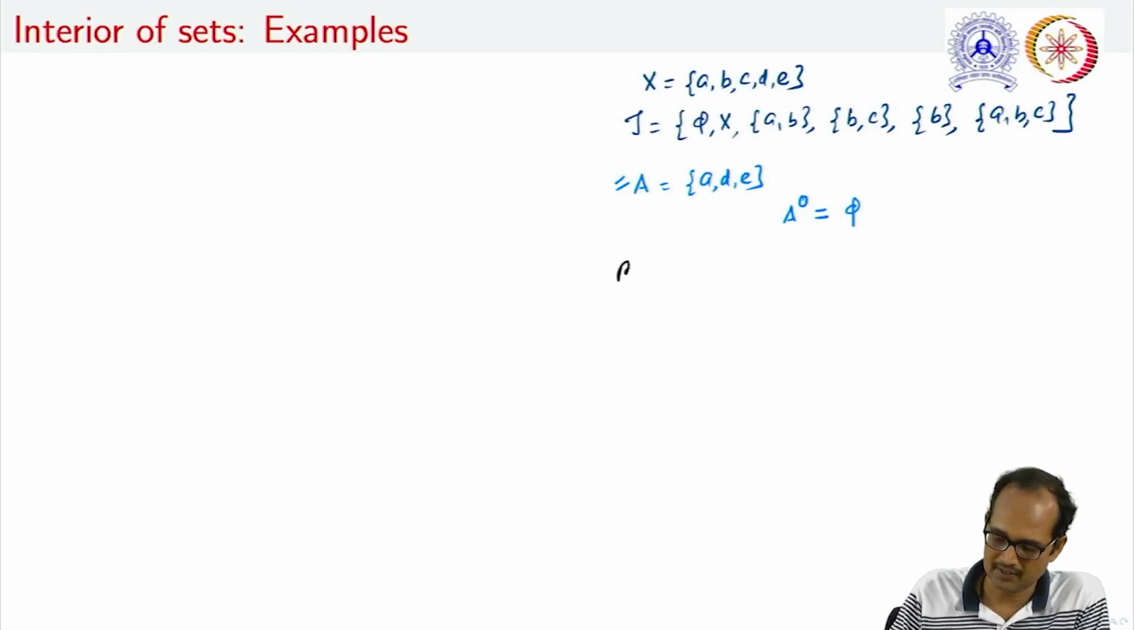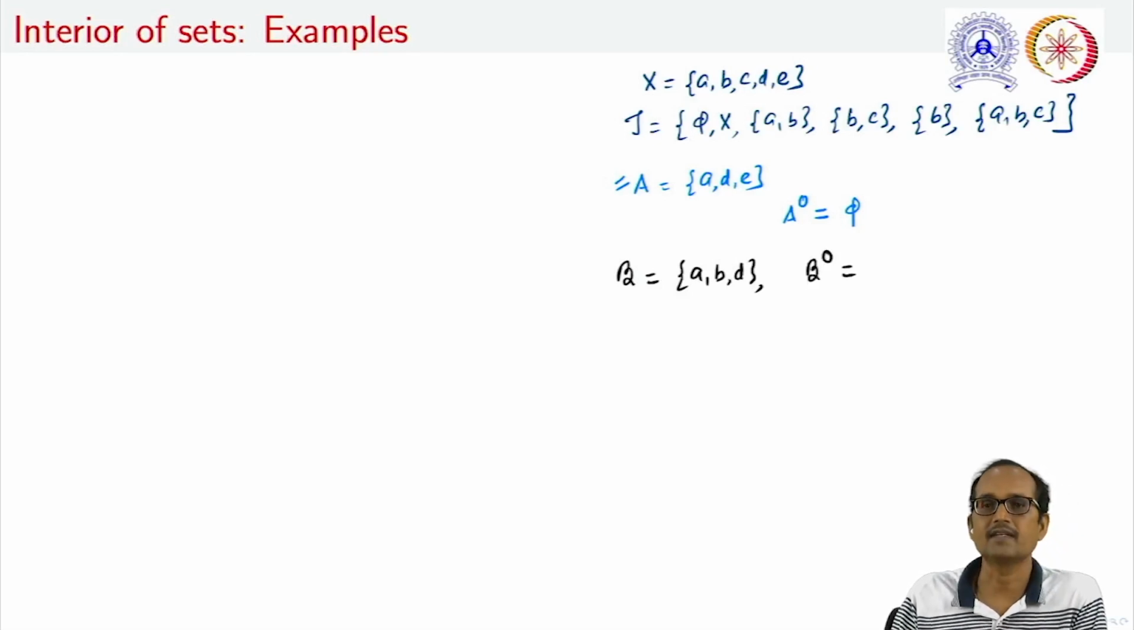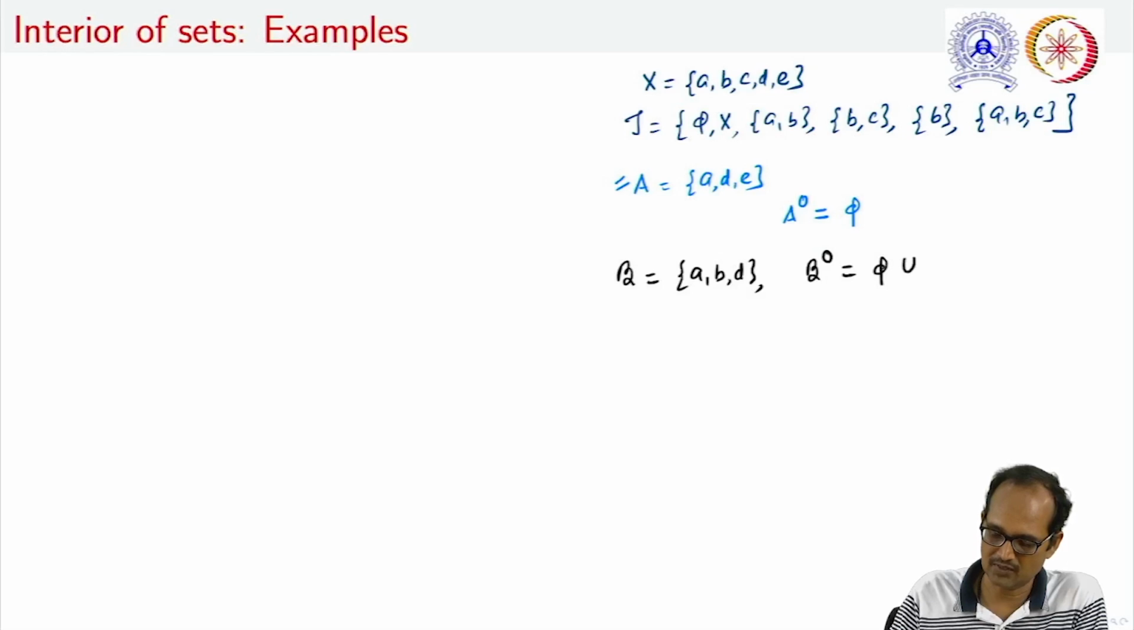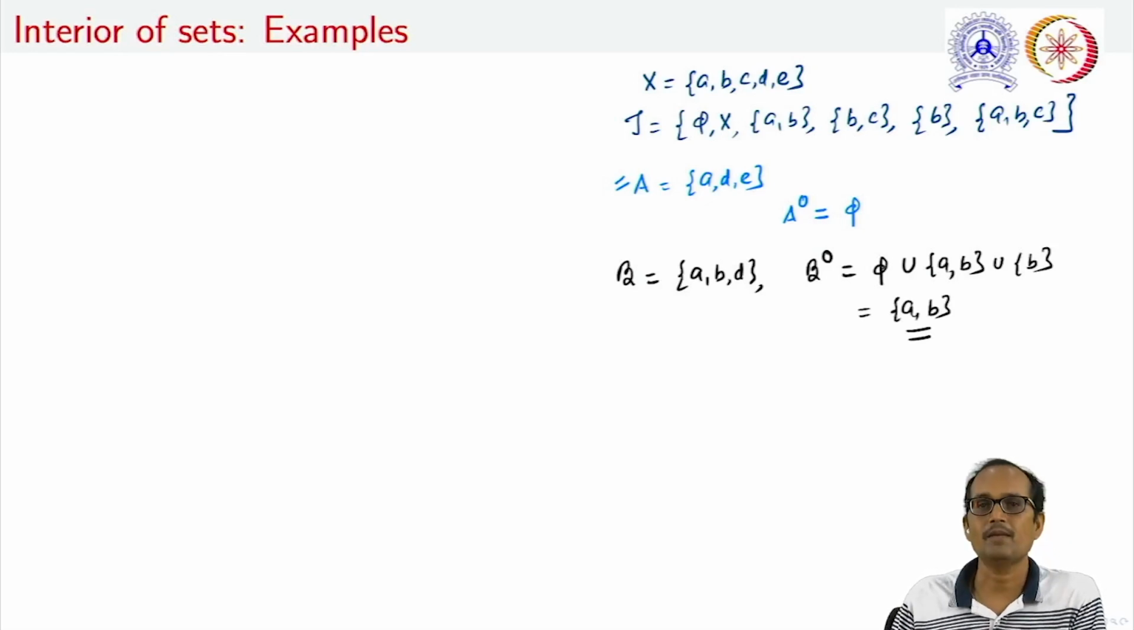But if we take another set B, for example B as {a, b, d}, let us compute the interior of B, that is, the union of all open sets inside B. The first one is the empty set. Second, note that the two-element set {a, b} is a subset of {a, b, d}. Even the singleton set {b} is also a subset of {a, b, d}. That's why B interior will be nothing but {a, b}.